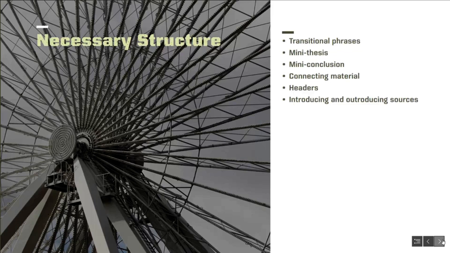Then you want to have the connecting material. This is where you have all of the sentences in between the mini thesis and the mini conclusion. And this is how you use your sources. This is where you put the information from your research in. So the connecting material that is basically proving your main thesis of your paper and heading toward the main conclusion of your paper.